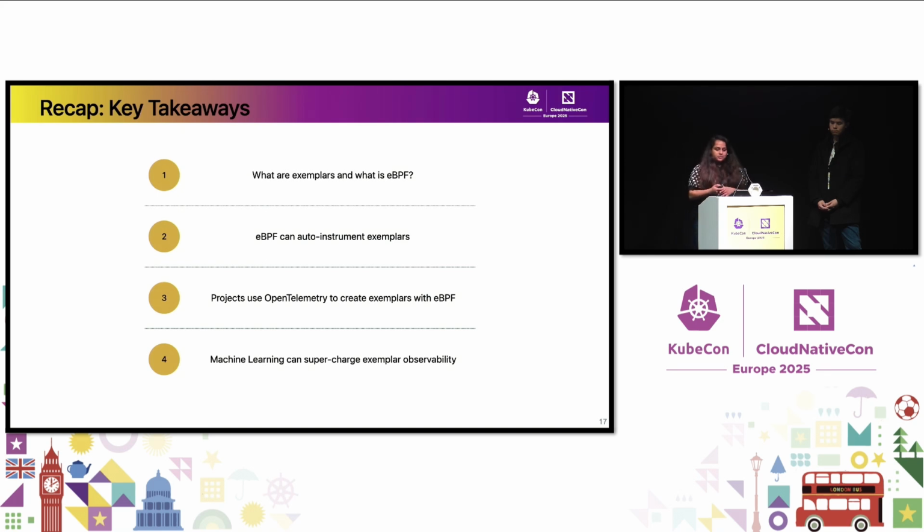So before we close, let's look at what our key takeaways were. We looked at what exemplars are and what eBPF is. Then we spoke about how you can use eBPF to auto-instrument your exemplars. We also spoke about projects that use OpenTelemetry to create exemplars with eBPF, and also saw a demo of how you can do that. And finally, we spoke a little bit about how you can use machine learning to supercharge your exemplar observability. So we hope that you are more motivated to use exemplars as part of your observability stack moving forward. And yeah, we're open to questions now.